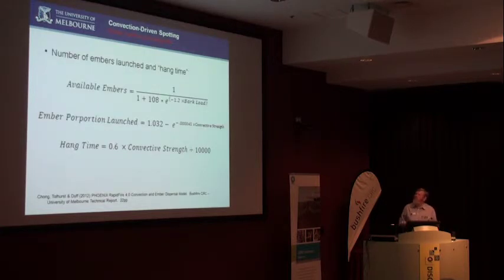So basically what we're doing, we've got a function up here which determines the amount of embers that are likely to be available based on the amount of bark that we've got present. Then the proportion of those embers that might be launched will be determined by the convective strength that we have present, and the convective strength will also determine the hang time, how long those embers are likely to be in the air. Given the wind speed and direction, we can work out the maximum distance they're likely to land.